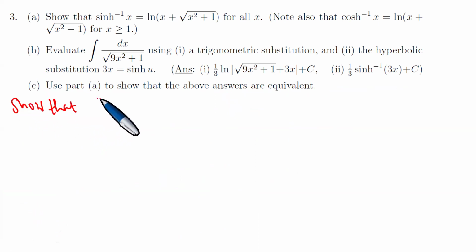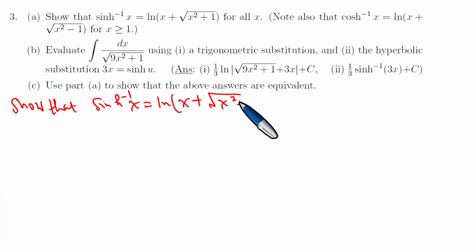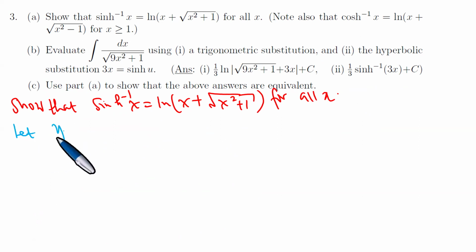You need to show that arc sine x, the hyperbolic inverse sine, is the ln of this for all x. Now let us prove this one. This one is very easy to prove. So to prove this one, you let y be the hyperbolic arc sine of x.